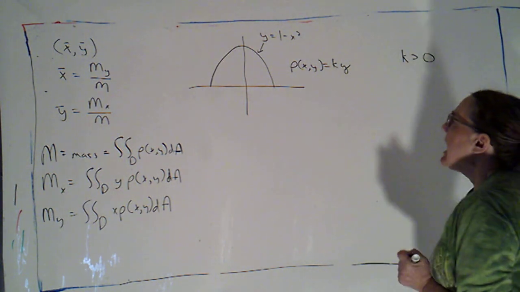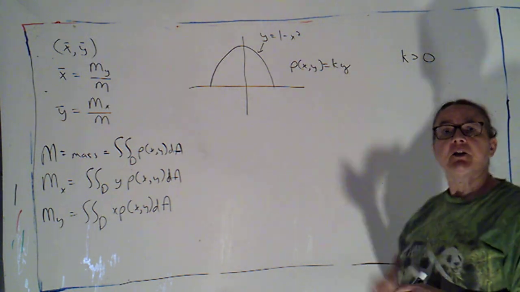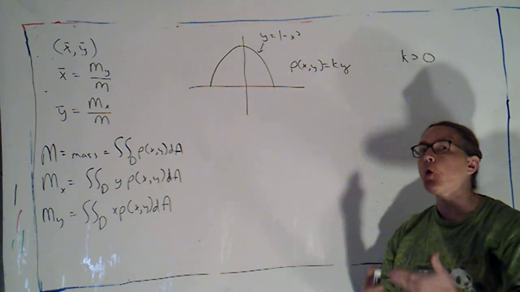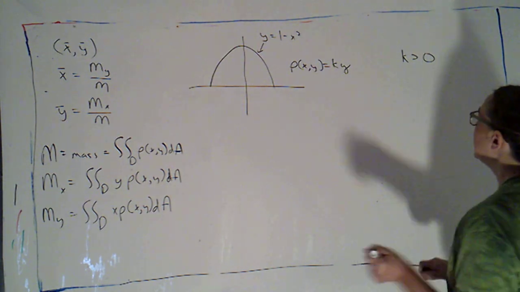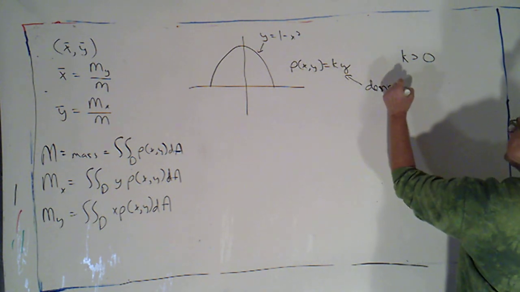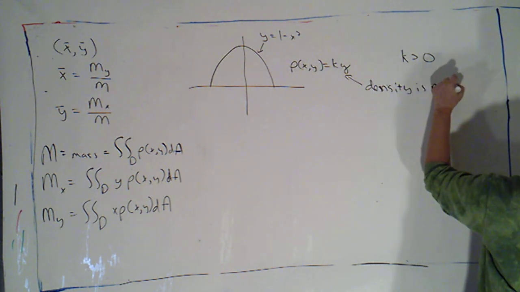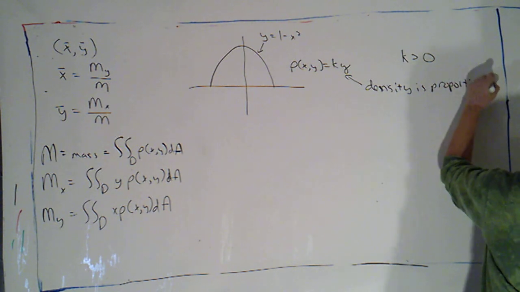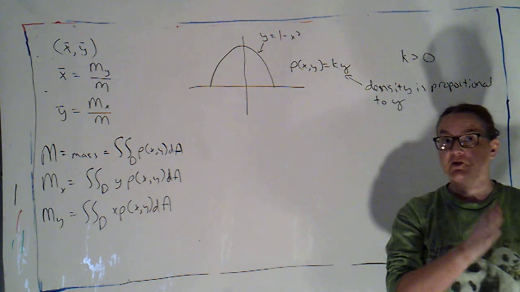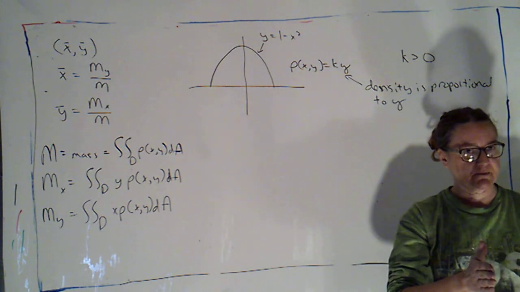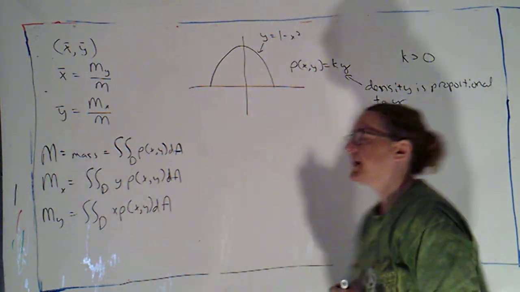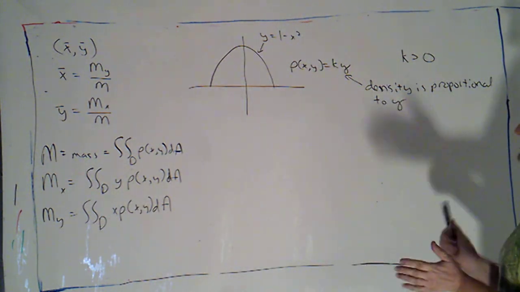Now, here I gave you the formula. You're often going to be told in the homework that the density is proportional to something. So what this equation means is that the density is proportional to y. When two things are proportional, one is a multiple of the other. So you want to make sure you understand how to translate from the verbiage of this is proportional to that to this is k times that for some constant k. All right, so let's find these things.